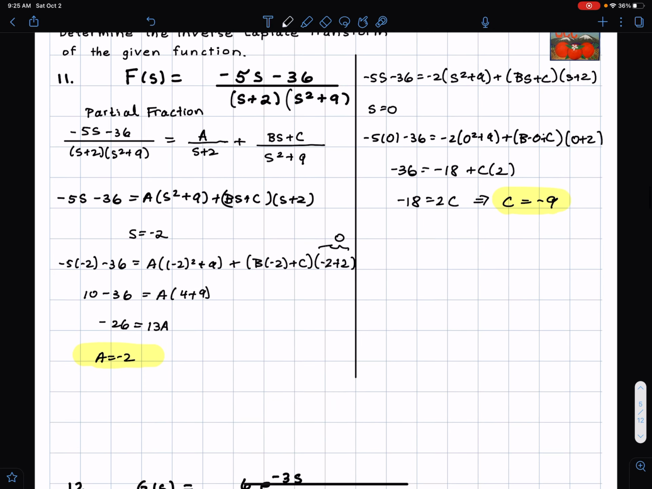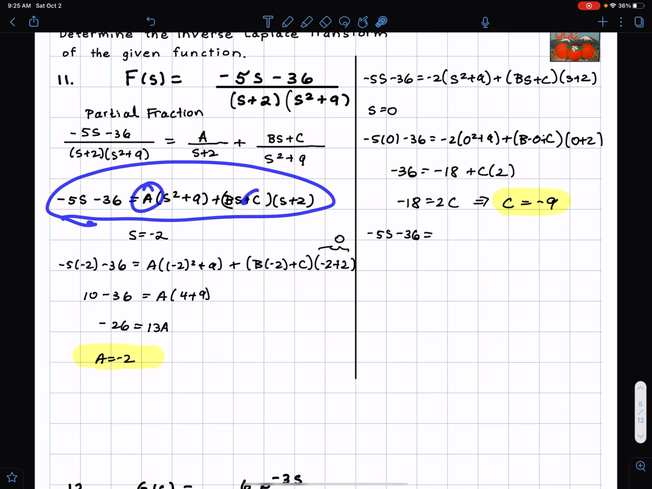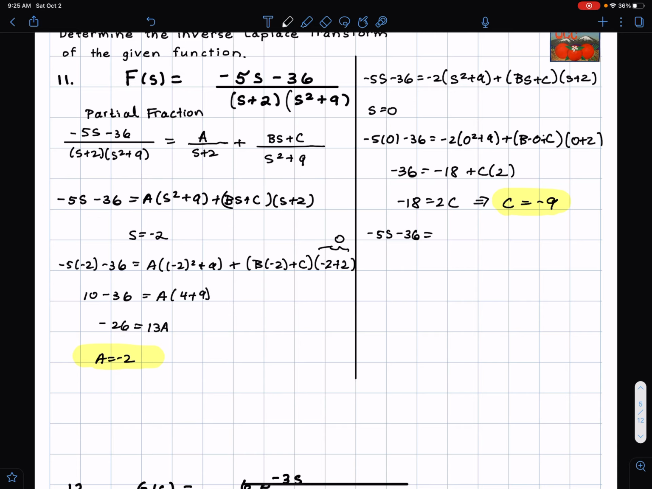So now I can use that and plug that in to what I had. I'll put A as negative 2, and I'll put C as negative 9. So negative 5s minus 36 equals negative 2 times (s squared plus 9) plus (Bs minus 9)(s plus 2). Now I don't really have a special number to put in like negative 2 or 0, but I can just put in s equals 1 because now B is our only unknown. Putting in s equals 1 makes negative 5 minus 36 equals negative 2 times (1 squared plus 9) plus (B times 1 minus 9)(1 plus 2). There's nothing special about 1. I just need to put something in there.